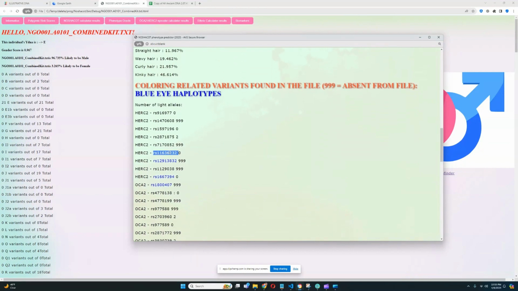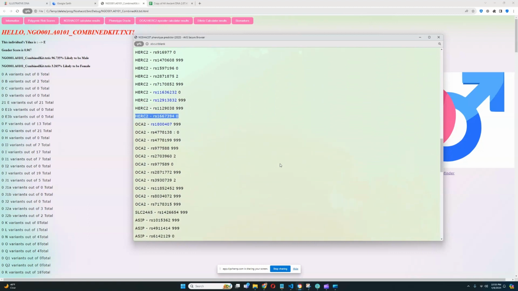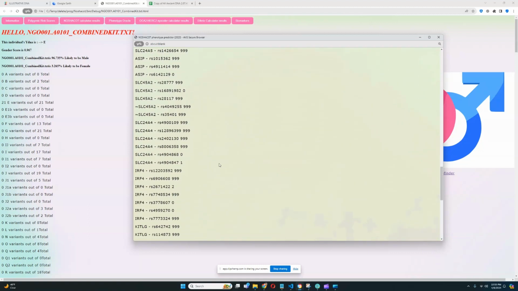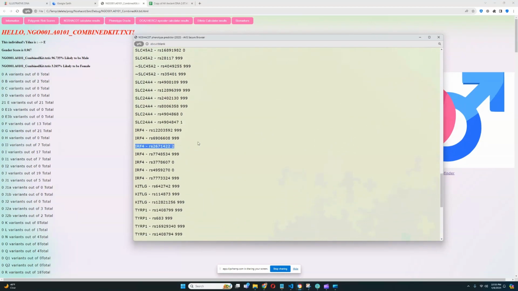And it looks like he does not have blue eye haplotype 3 or blue eye haplotype 1. He does not really have any of the blue eye haplotypes. He has some variations for light pigmentation, like this here or this in IRF4.